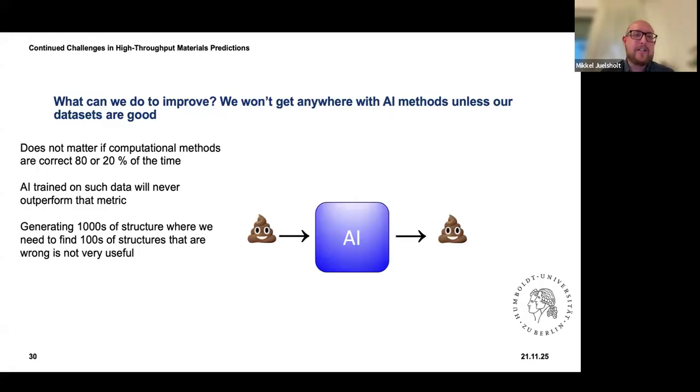But this thing about computational tools: it doesn't really matter if they're correct 20 or 80% of the time. The problem is that an AI where 20% of your training data is wrong is not going to outperform that. So if you want to make a good AI, you need to make sure the training data is good. In this sense, what I also write in this preprint is that generating 1,000 structures where we need to find hundreds of structures that are simply wrong is not a very good AI. It's not such a good way of using it.